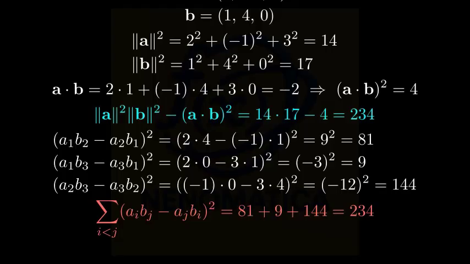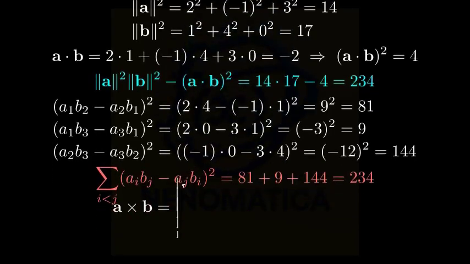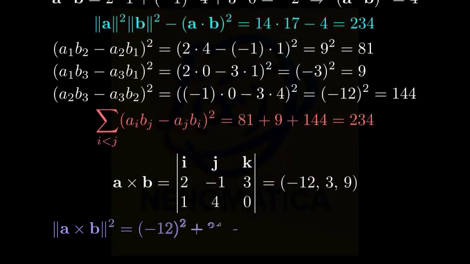The cross product also fits. Norm of a cross b squared equals 234. Let us show the cross product vector for completeness.